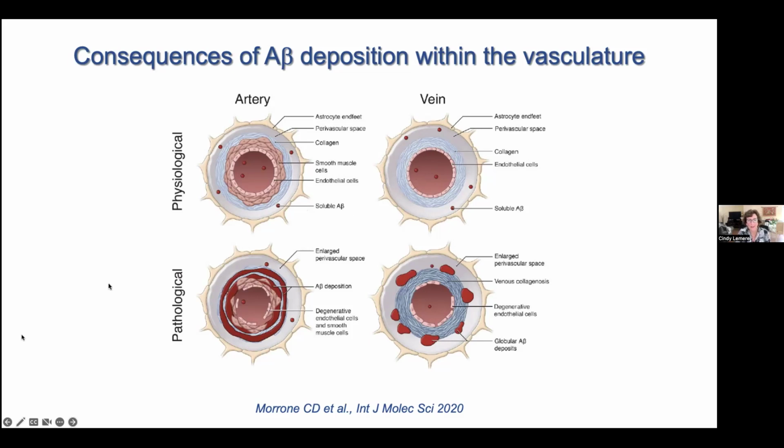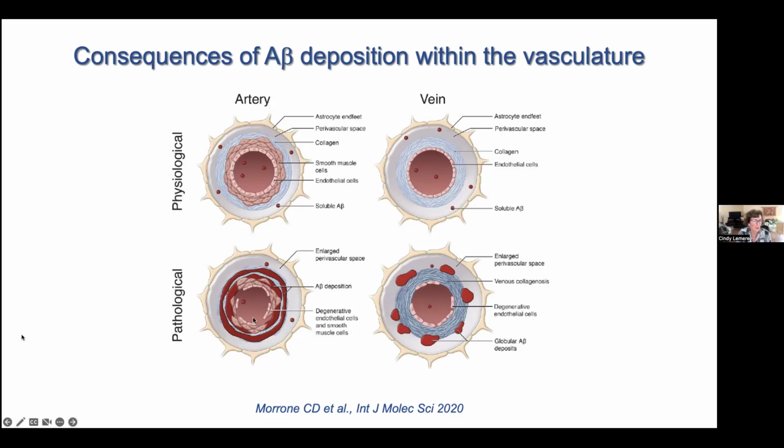Now, when CAA occurs in arteries or arterioles that contain smooth muscle cells, you see this buildup of amyloid, shown in the dark red here, in the collagen basement membrane layer. And this can even split that layer, as shown here. And this also causes disruption and degeneration of the smooth muscle cells and endothelial cells.